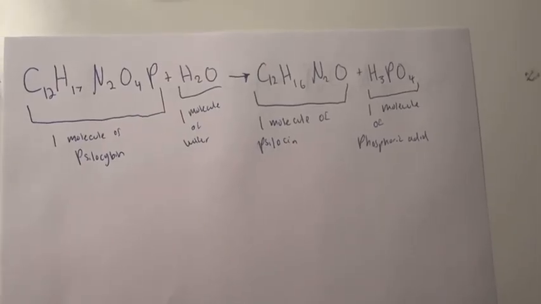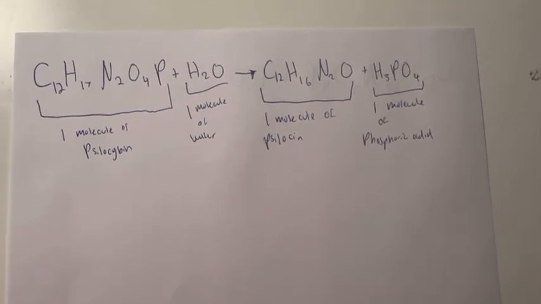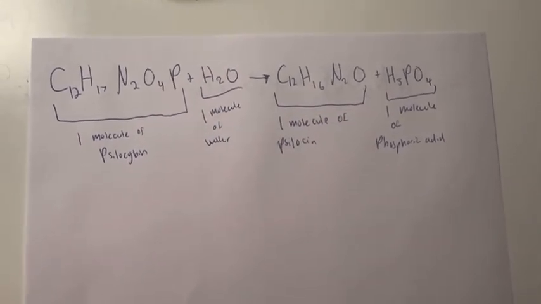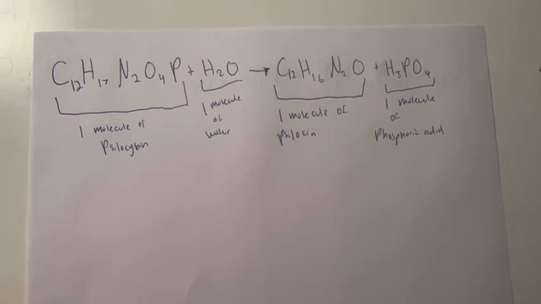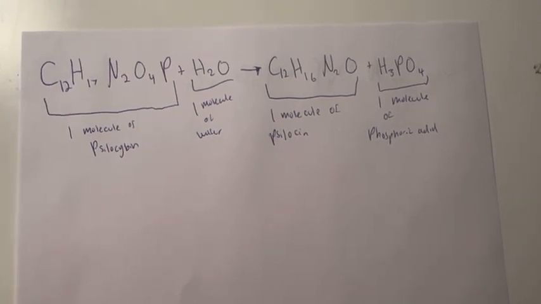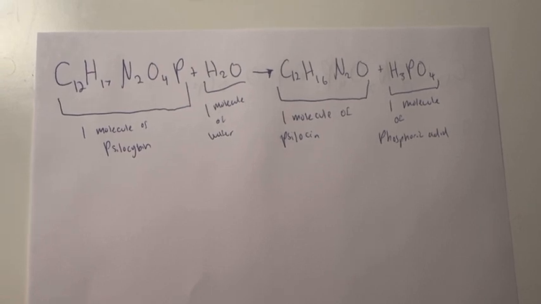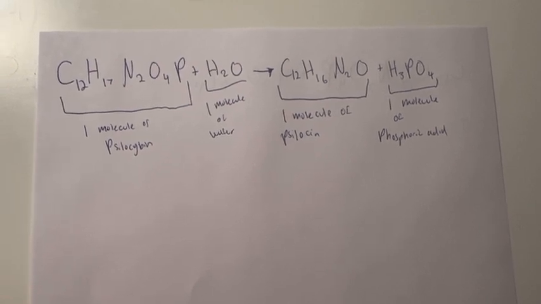I know I've been talking a lot about psilocybin, but psilocybin doesn't actually do the hallucinating part. Your body changes it into psilocin by removing the phosphate group. This reaction looks like this. So here's a balanced equation showing that 1 molecule of psilocybin plus 1 molecule of water reacts to create 1 molecule of psilocin and 1 molecule of phosphoric acid. This reaction is catalyzed by the enzyme alkaline phosphatase.